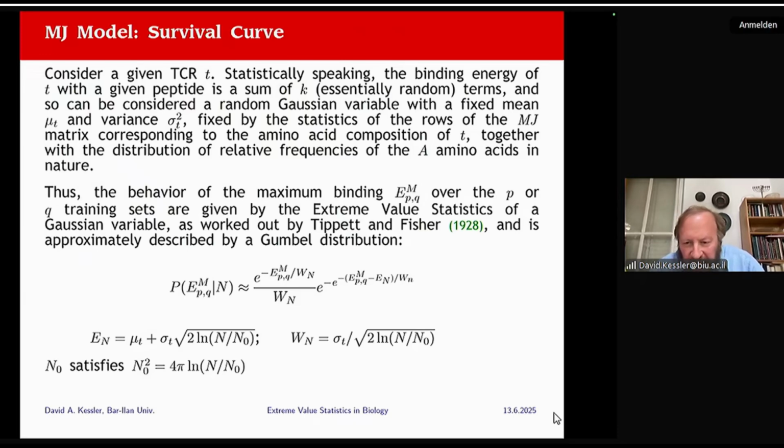Okay, now the Gumbel distribution is this double exponential, e to the minus e to the minus whatever, and it is characterized, first of all, by a mean, this En, which depends on n logarithmically. And the width is also logarithmically dependent on n. And this number n naught happens to satisfy this particular equation: n naught squared is 4 pi log n over n naught. And that's what was derived by Tippett and Fisher back in the day.